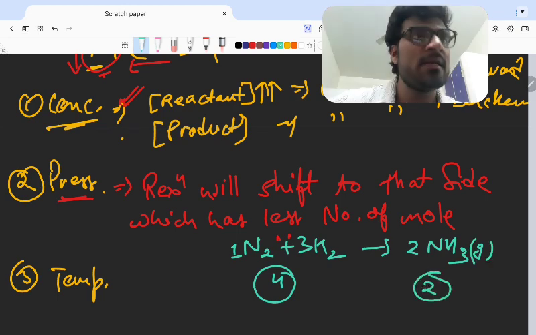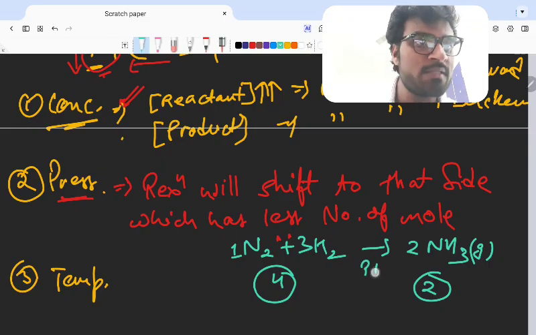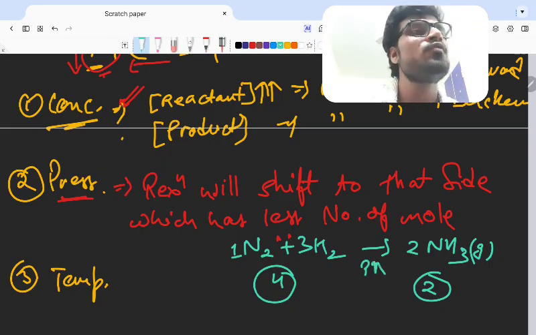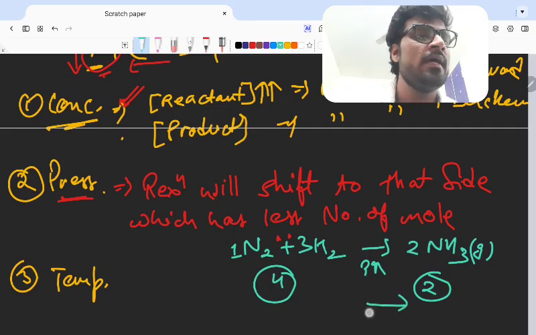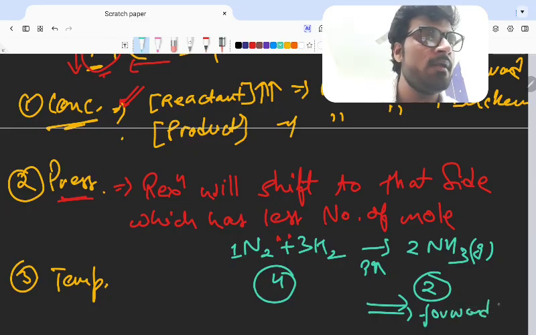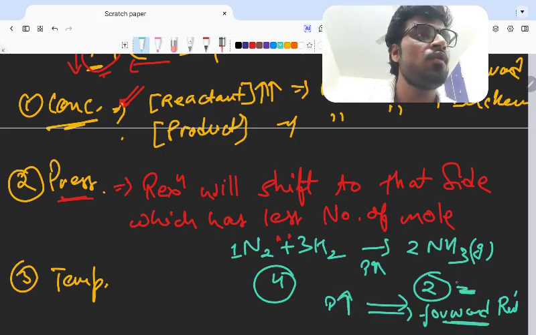So if I increase the pressure, what will happen? I said the reaction will move to the less number of moles. Less number of moles are where the ammonia is. It means the reaction will move in the forward direction. Whatever I have said, understand very carefully and remember this. If I increase the pressure, the reaction will move in the forward direction because it has less number of moles.